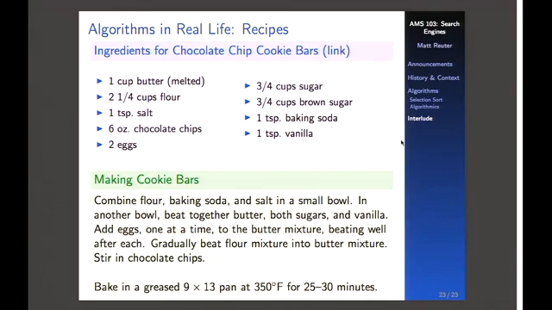Okay, so we've got the oven preheated. We've got our flour in there. What's the next thing we do? We have the baking soda. How much baking soda do we need? 1 teaspoon. Okay, well, I have a 1 teaspoon, so what do I do?